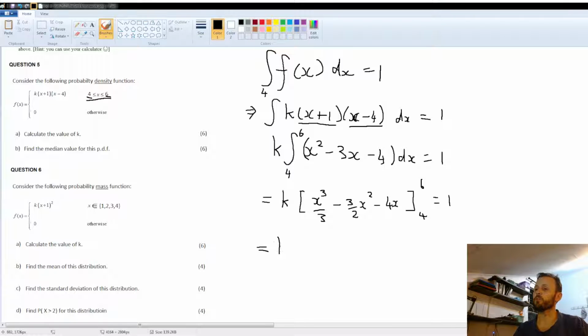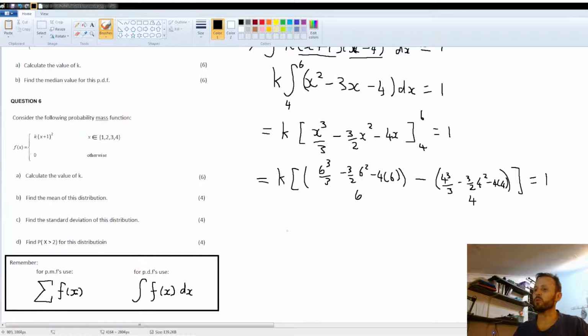You get this is equal to k times something minus something, and that must be 1. What are the somethings? This is what you get when you put in 6. This is what you get when you put in 4. So this is going to be 6 cubed over 3 minus 3 over 2 times 6 squared minus 4 times 6. I'm just putting in the limits. What's this one going to be? This is going to be 4 cubed over 3 minus 3 over 2 times 4 squared minus 4 times 4. And I hope you can see what this is going to turn out to be.